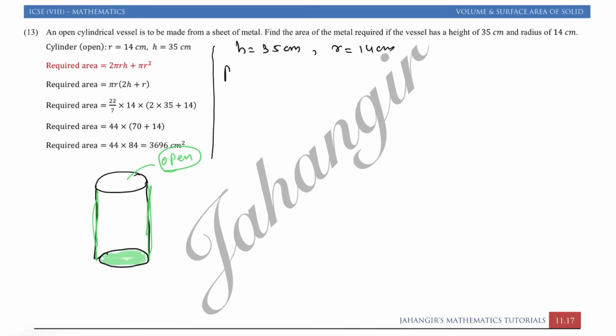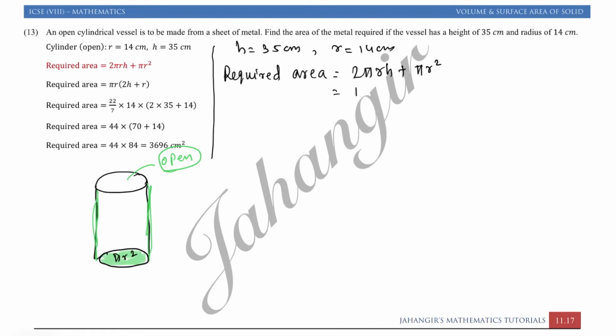So required area will be side surface, that is 2 pi r h, and area of base. Area of base is what? Pi r square. We only have the bottom base, top is open. In total surface we used to take top also. That is always for a closed vessel.